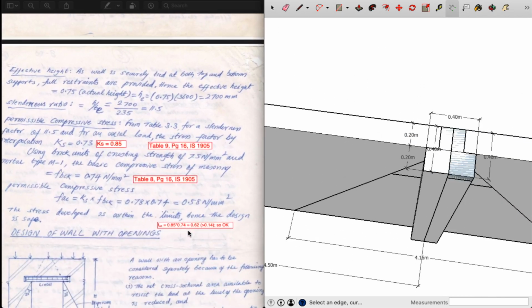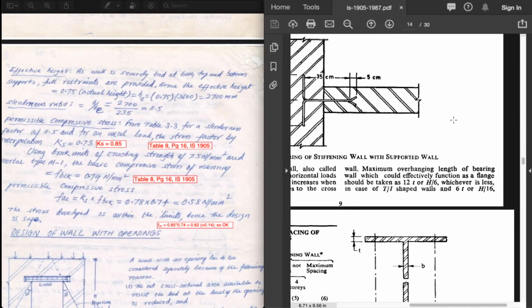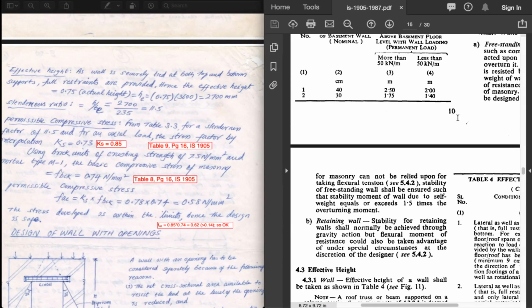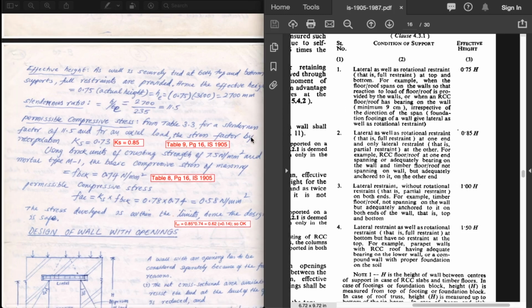Once we get the effective thickness, the next thing is effective height. It's quite straightforward. Everything is rigid on top and bottom, fully restrained. So we go to table 4 and look for the fully restrained top and bottom condition, which is the first one over here, 0.75 times its actual height. So 0.75 into 3.6 meters or 3600 mm gives us 2.7 meter or 2700 mm.